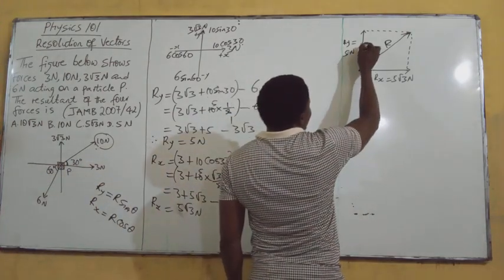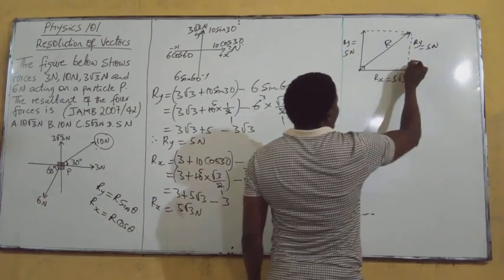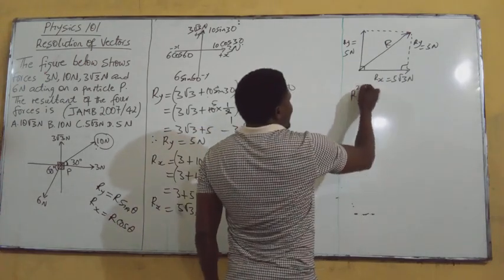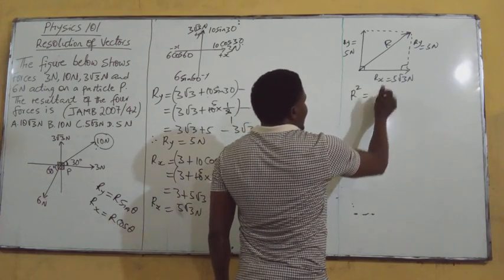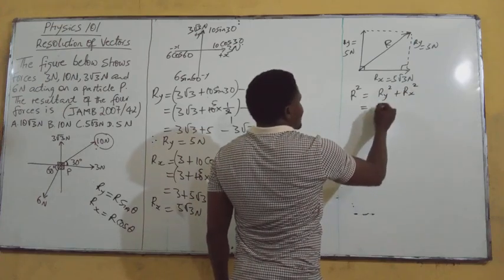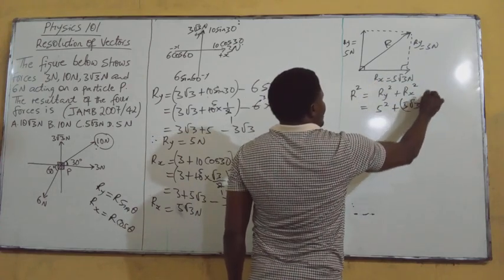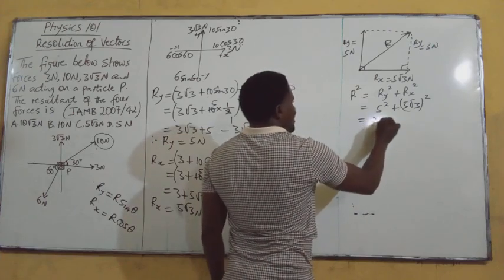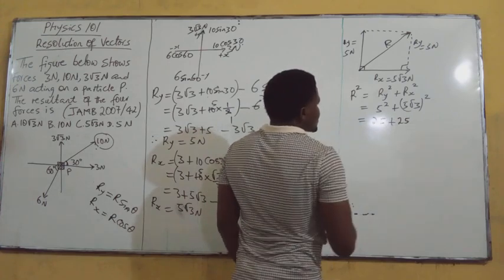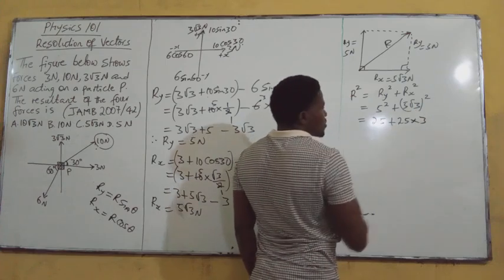Now, remember that the opposite sides of a rectangle are equal. So here is also Ry, which is equal to 5 Newton. This is a right angle here. Then using Pythagoras theorem, since we are looking for the hypotenuse, R squared is equal to Ry squared plus Rx squared. This will give us 5 squared, that's Ry squared, plus 5 root 3 all squared. This will give me 5 squared is 25, plus 5 squared here is 25 times root 3 squared is 3, because square will cancel root.